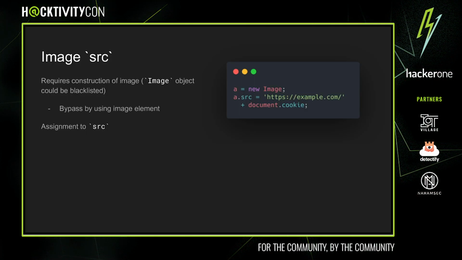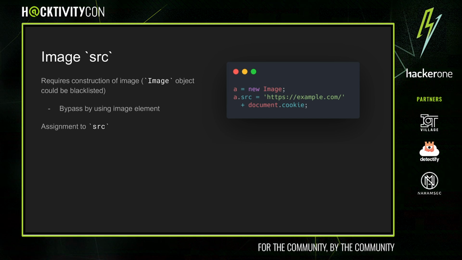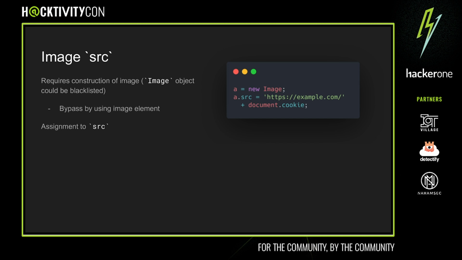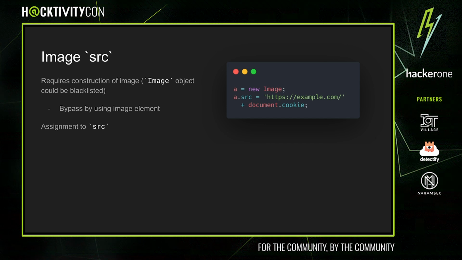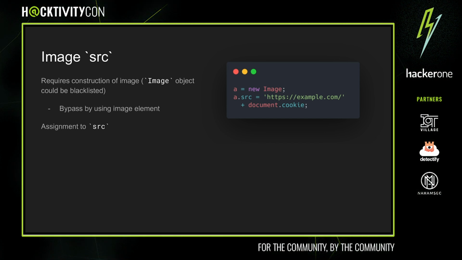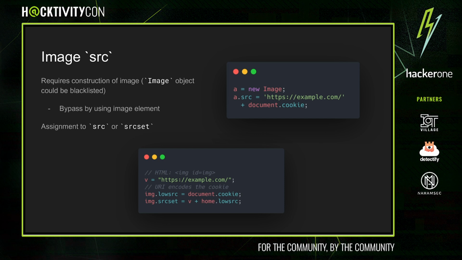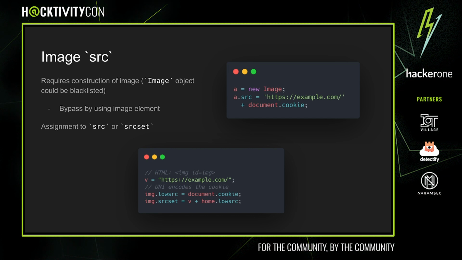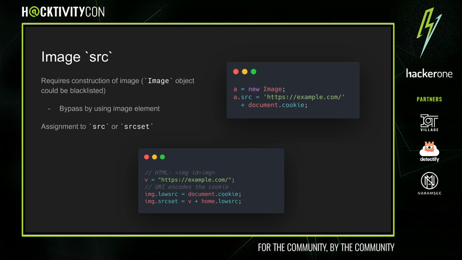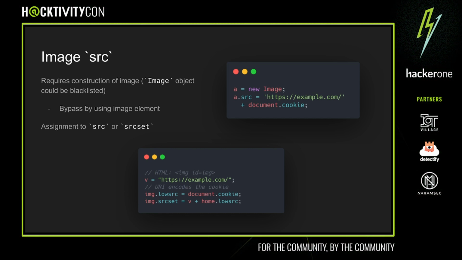If assignment to location is blocked, images can also make requests to external servers. One caveat here is that these requests might be blocked by the content security policy. There are a couple of ways to go around this. The simplest way would be to create a new DOM image object and assign a source attribute to it. Unfortunately, assignment to source tends to get blocked. One bypass is by using the srcset property. Unfortunately, due to how srcset is parsed, spaces have special semantic meaning. This means that assigning directly from document.cookie, which normally contains spaces in it, won't work.